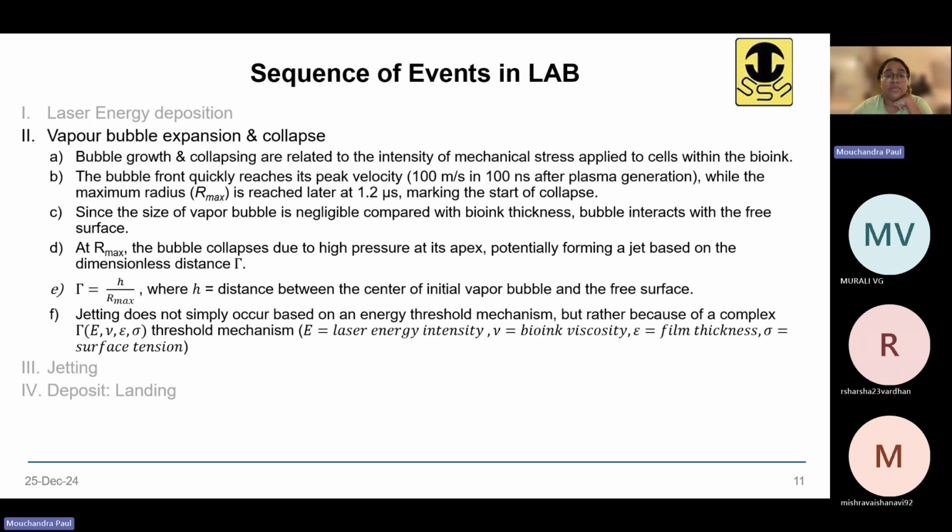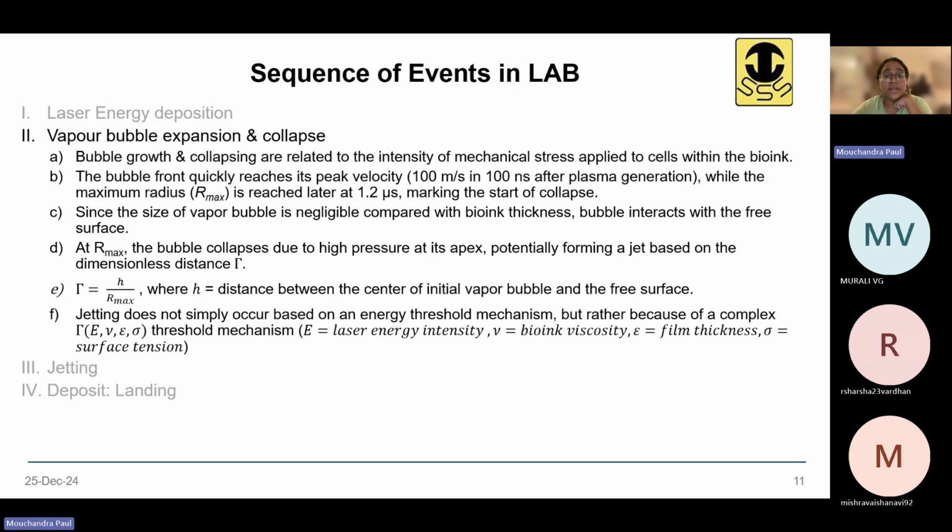The size of the vapor bubble that we're talking about is very negligible when you compare it with the bioink thickness that you coated over the ribbon. But the bubble has to reach this R max in order to interact with the free surface of the bioink. If it does not, then the droplet will not be formed.